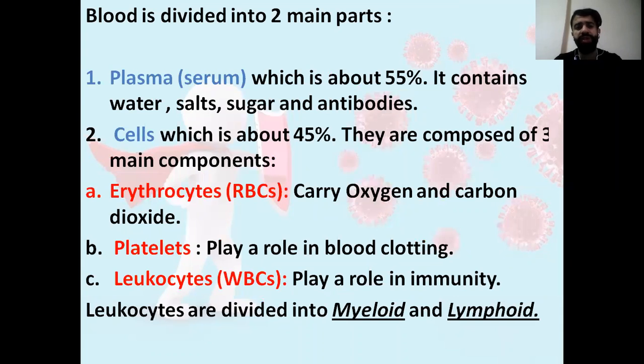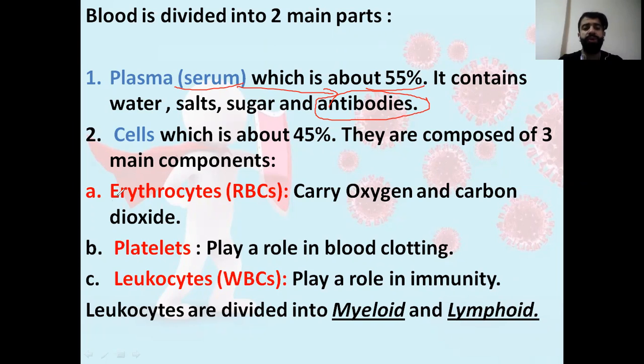But before we start, we have to talk about the blood. Blood, as we said, is composed of the plasma, which is the serum, and is composed of cells. Plasma composes about 55% of the blood. It contains water, salts, sugars, and mainly antibodies. So whenever we talk about serum, we are talking about antibodies. And the cells comprise about 45%, they are composed of many components.